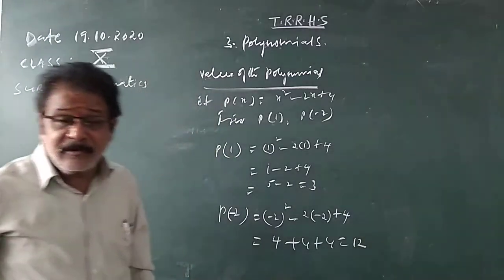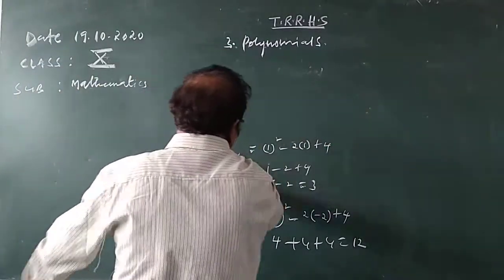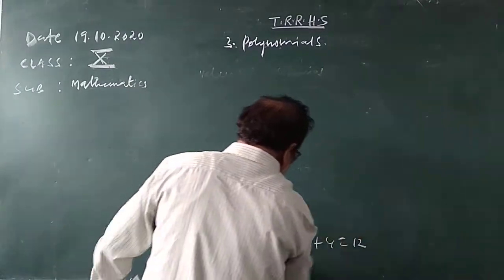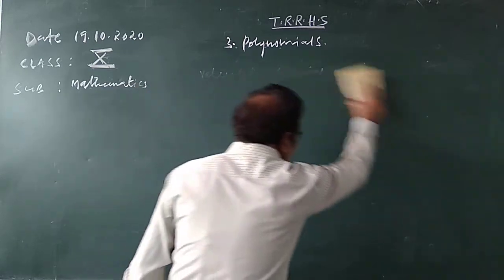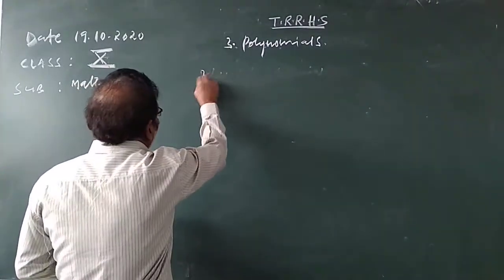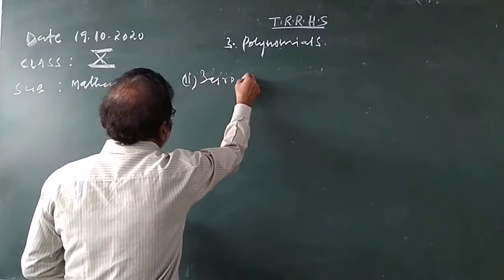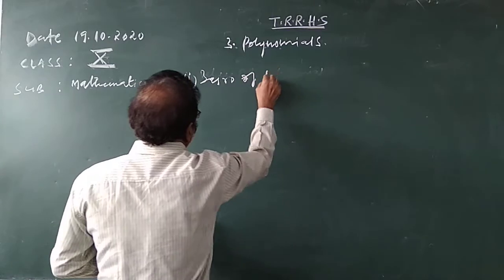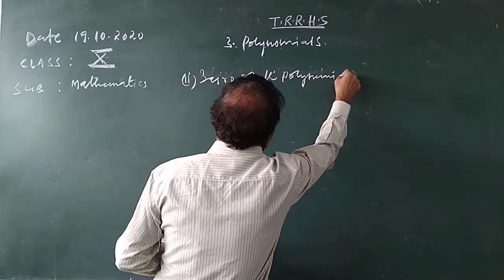Similarly, now let us go for the zero of the polynomial. For which value does the polynomial become 0? The value of x for which the polynomial becomes 0 is the zero of the polynomial.